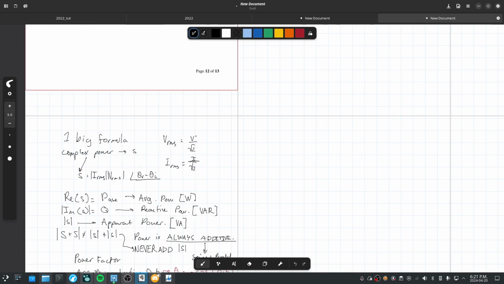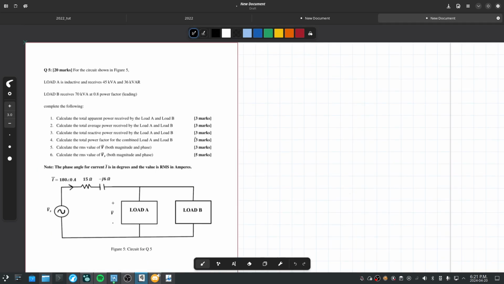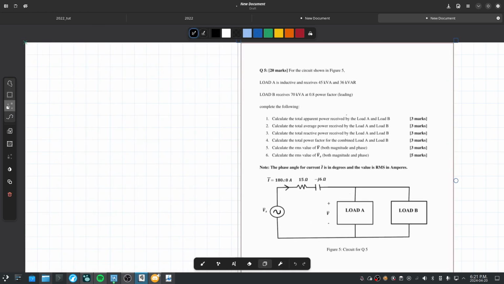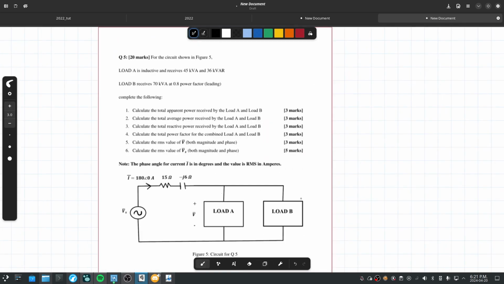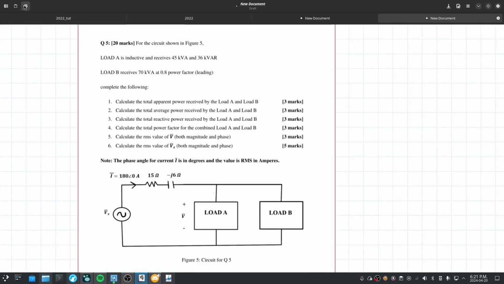Let's give an example, or let's do one from 2023, question 5. So this is a power question. This is actually harder than the 2022 exam, in my opinion, because you're not actually given the voltage across these two. You have to figure it out, but it is possible.